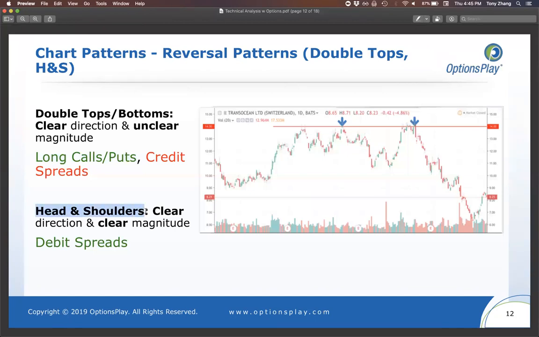However, on the other hand, if you are familiar with patterns like head and shoulders, these are patterns that do give you a clear sense for direction and give you a clear sense for magnitude, because with head and shoulders, you can use the neckline to measure how far you think that reversal is going to be. And that's really where, in my opinion, the best way to deploy your capital is by buying a debit spread, because that allows you to take that directional view with a small amount of risk, and if you're correct on it, be able to make double your money many times on trading a debit spread.